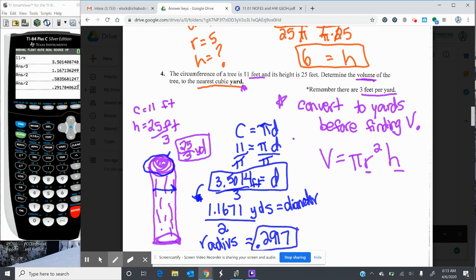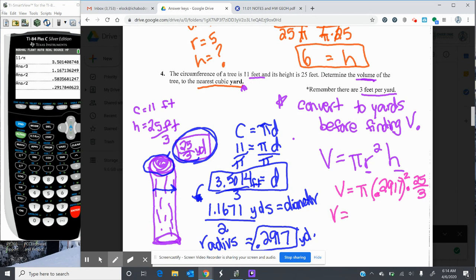So that's our radius, measured in yards, and this is our height measured in yards. So now we're going to substitute. So the final step, volume equals pi times the radius, 0.2917 squared, times our height, 25 divided by 3. Now we know anything divided by 3 is going to end in 0.3 repeating or 0.6 repeating if it doesn't go in evenly. So that's another reason we keep it in a fractional form here, so that it keeps the most precise measure.